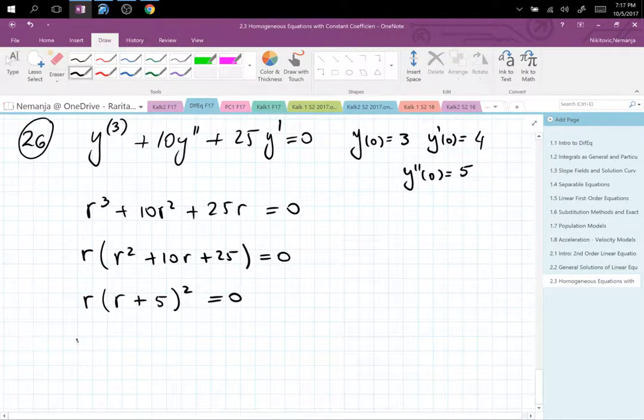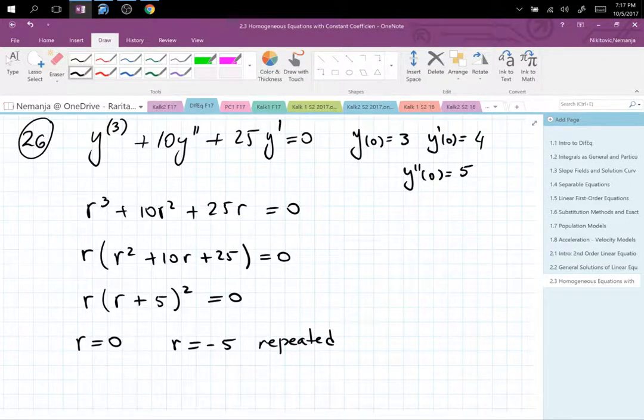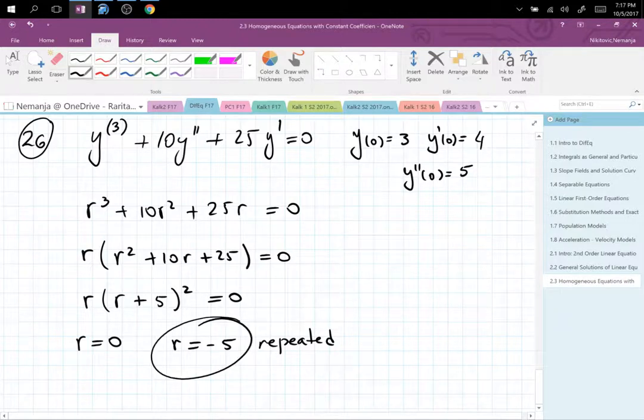Well, what you know is that the first one is r equals 0, and the second one is r equals negative 5 repeated. Right? Because it's a double. That's why we learned in PreCalc 1 about repeated roots and multiplicity. If you remember the multiplicity M2, M3 from PreCalc 1, that's what it means. This is a root of multiplicity 2.